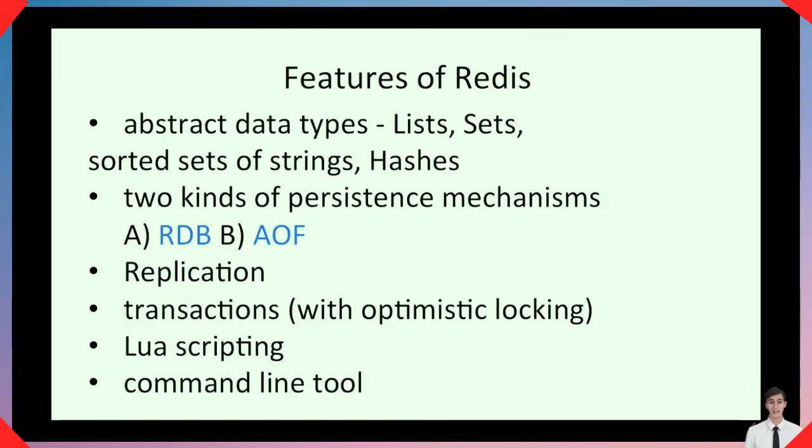Features of Redis: abstract data types, lists, sets, sorted sets of strings, hashes, and Redis has two kinds of persistence mechanism. One is RDB and another is AOF. I'll discuss RDB and AOF in a later slide. Redis has an amazing replication mechanism. The transactions in Redis have optimistic locking, Redis supports Lua scripting, and Redis has an amazing command line tool.